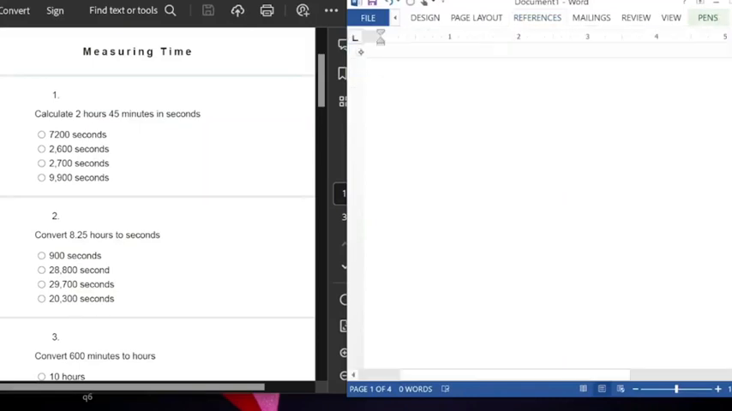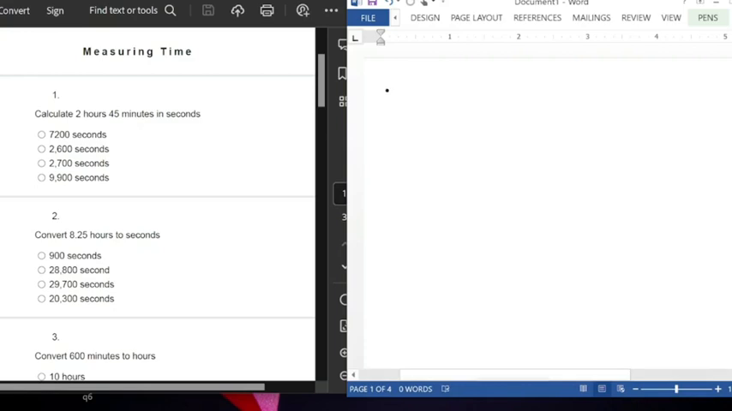So in this class, we want to look at questions on measuring time. That is what we want to look at, and we have about 10 questions here. So let's start with the first one. The first one says: calculate 2 hours 45 minutes in seconds.